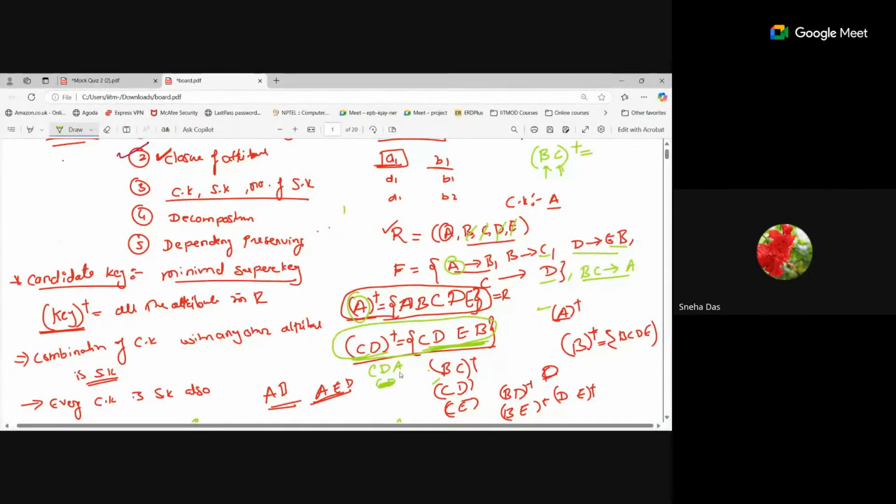So first find out which attributes are not present on the right hand side of any functional dependency. Try to find out the closure. If it is giving R, then that is basically a key. If it is not giving me the R, then find out which attributes are missing inside the closure. Then take the combination of those attributes with that attribute. Then you will get this particular combination.